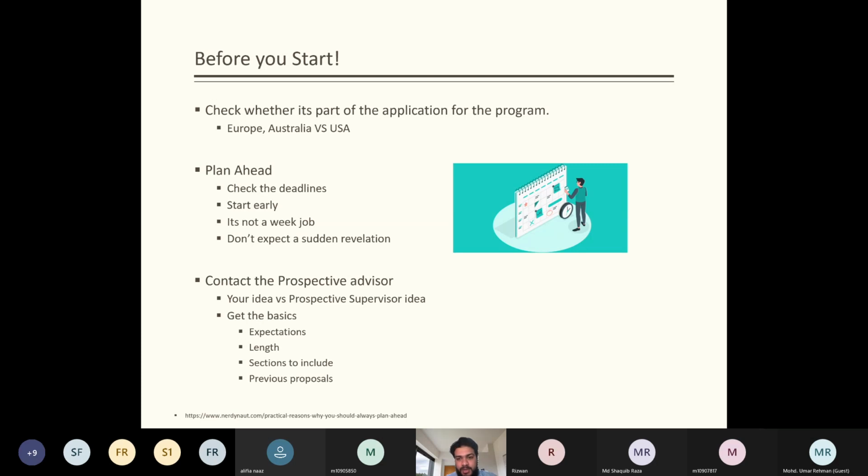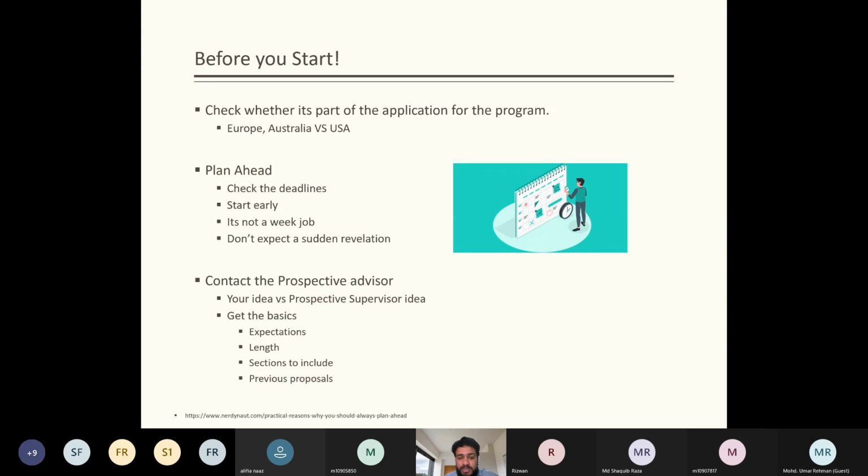So contact him, get some basics cleared, like his expectations and what the length of the proposal needed is. Maybe there's a format provided by the university that you have to stick to, or maybe it's just a normal document. What sections to include? This is very subjective and depends on the university. Some universities require different sections, and some just give you a lot of liberty to play with it.